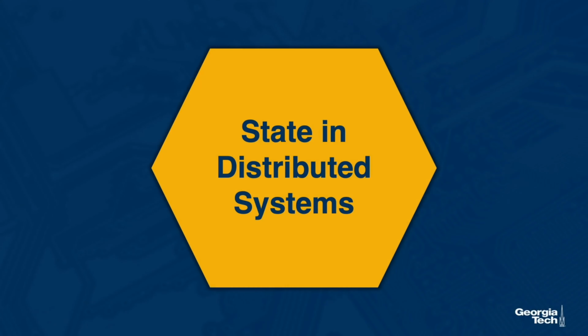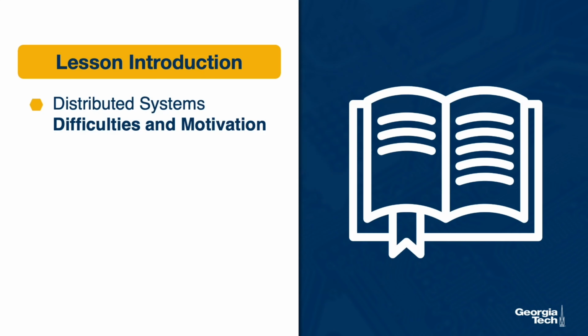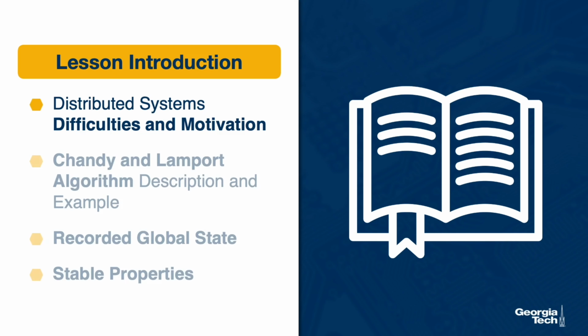In this lesson, we will discuss some of the challenges related to maintaining state in distributed systems. We will specifically be concerned with the challenges around capturing a correct snapshot of the global state of the system so we can use it to understand what's going on in the system, what are its properties. We will also talk about the Chandy and Lamport algorithm for capturing snapshots of global state in distributed systems.